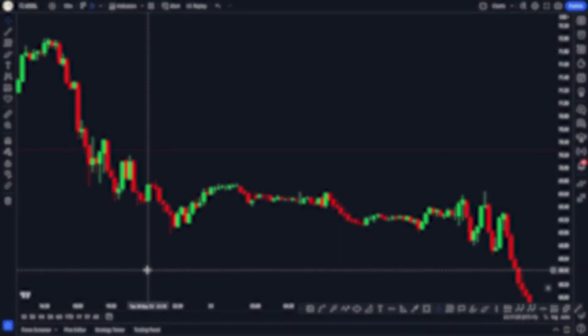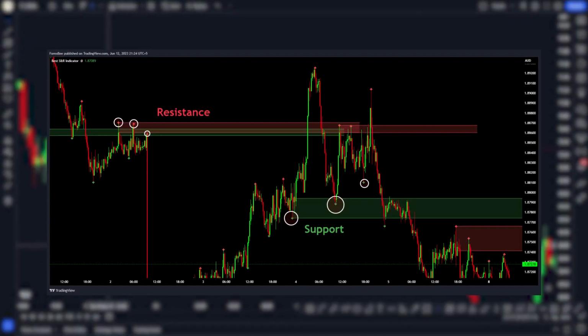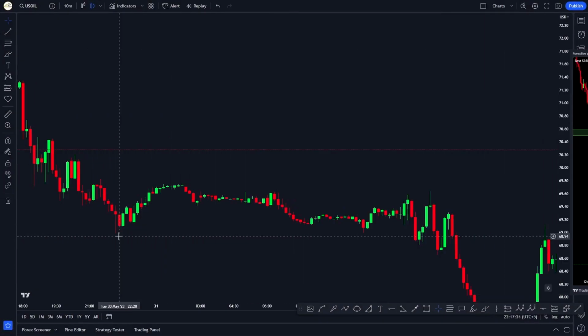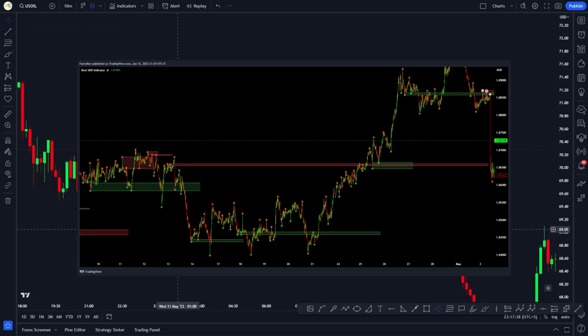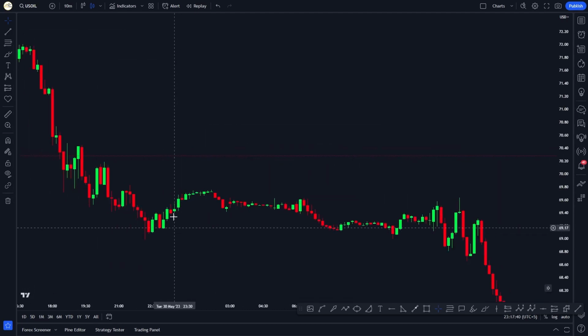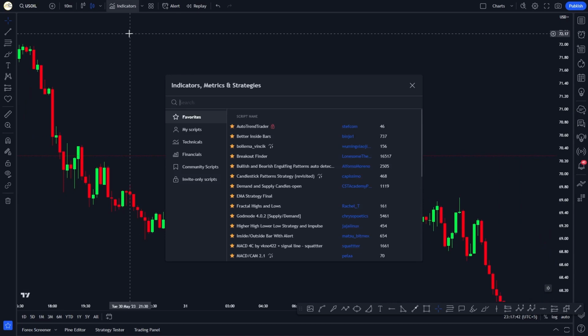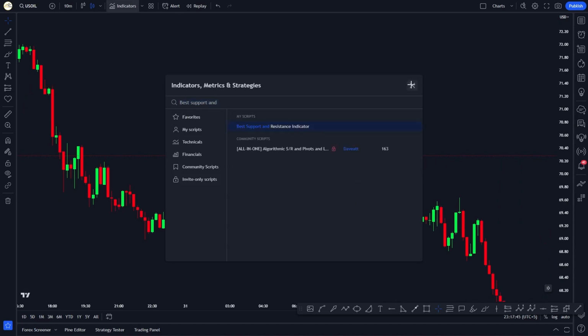Hey guys, welcome back. Today I want to dive deep into the topic of support and resistance. This topic might look pretty simple, but there are a lot of intricacies that you need to pay attention to. Also, towards the end, I'm going to show you an indicator that we have published that shows you the support and resistance zones in real time.